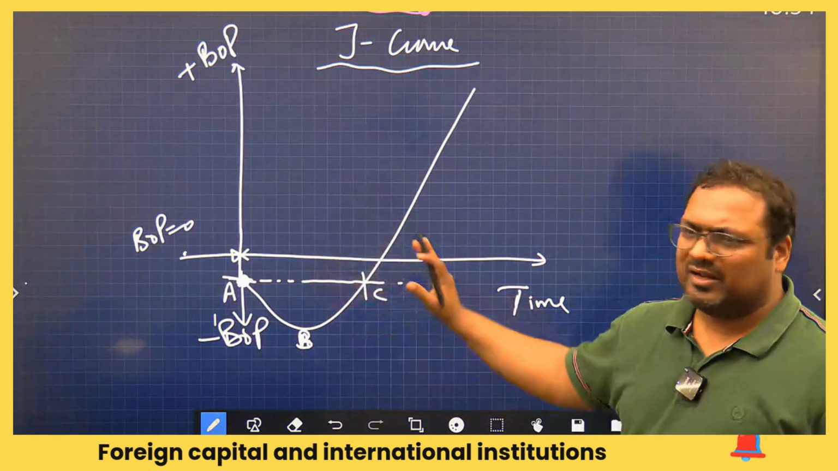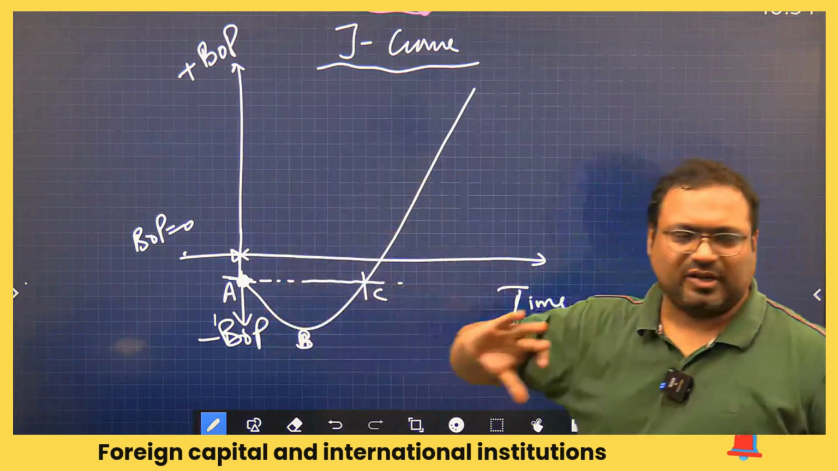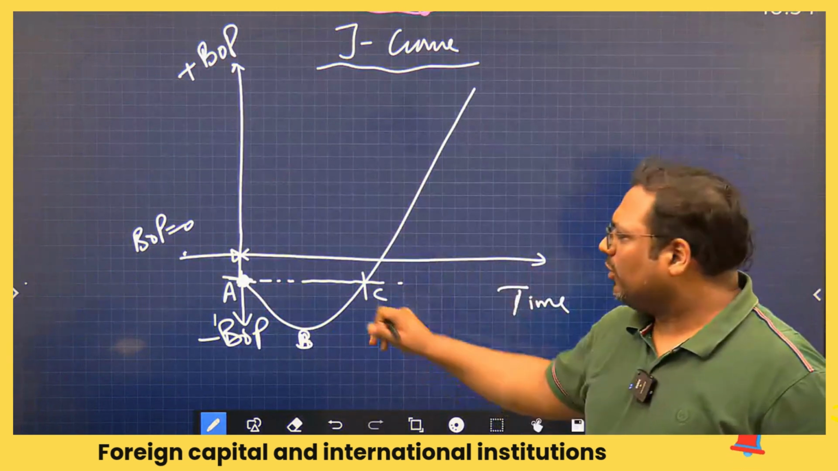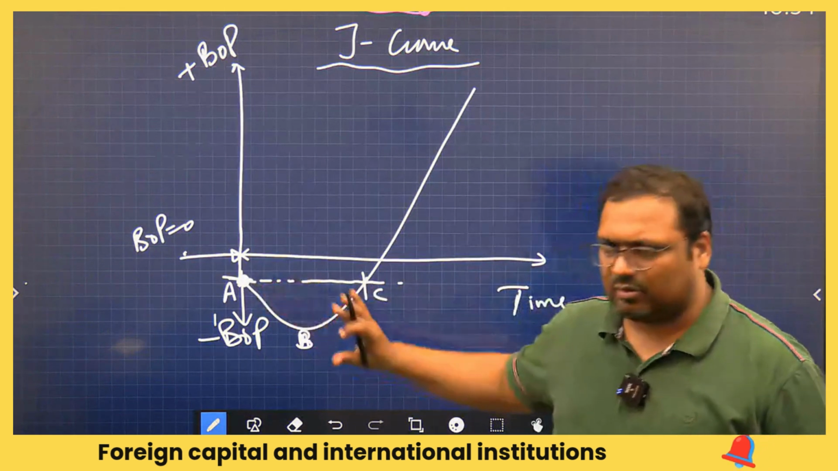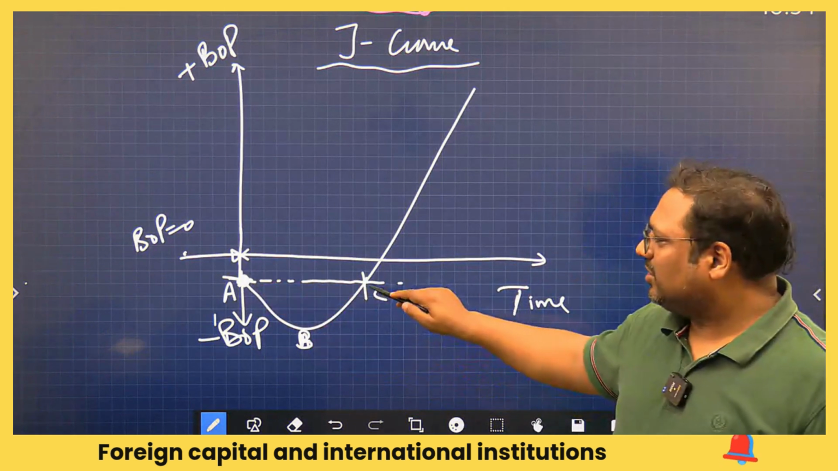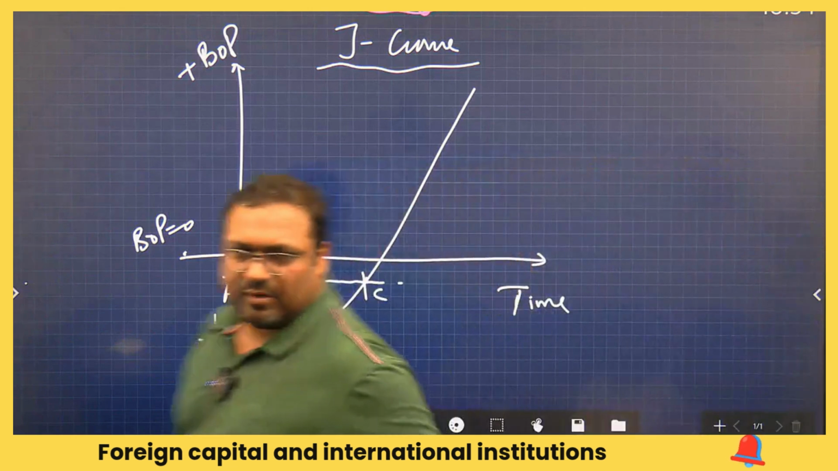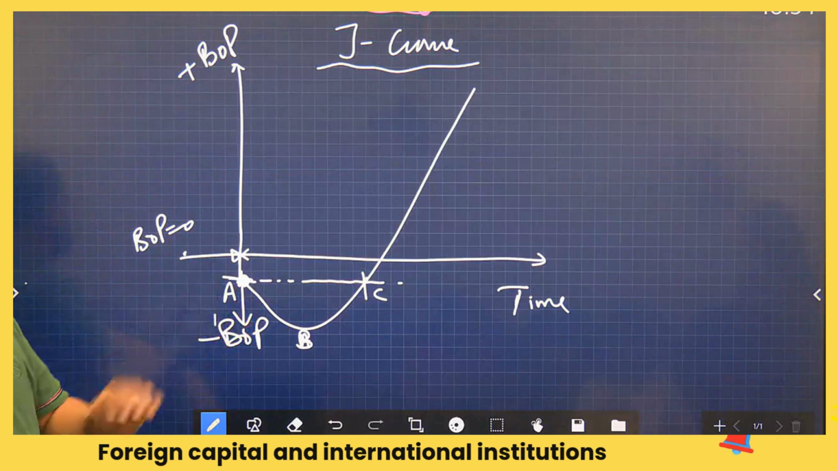The curve is not traditionally made with these labels. This is only for explanation that I have made. So do not add this to your curve. Or if you want to add, you can just add this point, not B and A. That is not at all necessary. You can add just this point where BOP is the same as the original level.